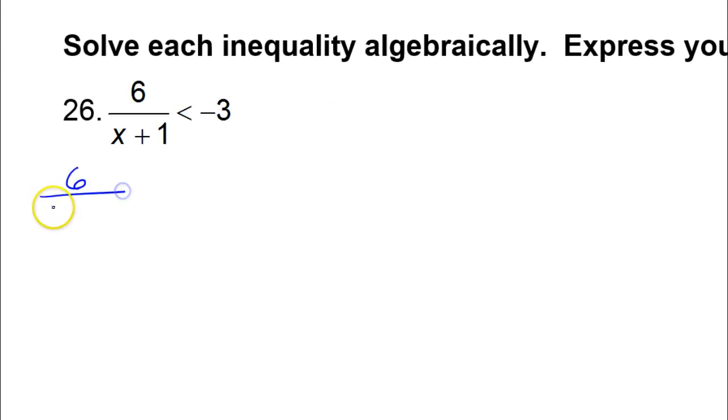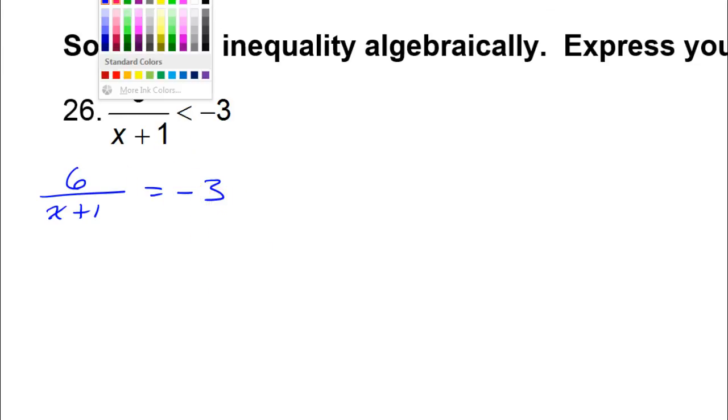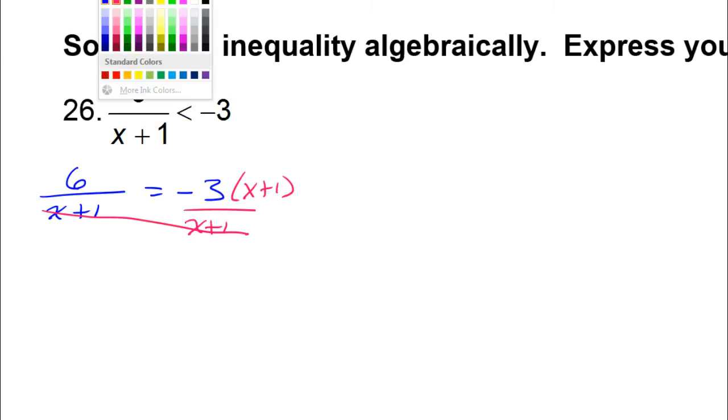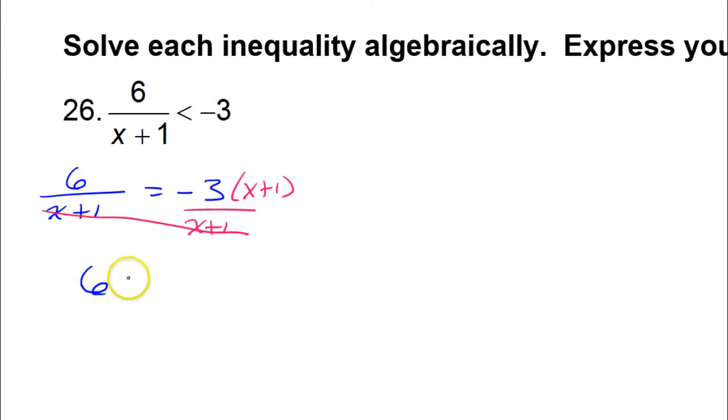The first type of critical value will happen when we solve the related equation 6 over x plus 1 equals negative 3. And I like to solve these by making the denominators the same. So I will put x plus 1 in the denominator and the numerator. Once the denominators are the same, I can cancel them out and make a new equation, which is 6 is equal to, I'm going to distribute here, so it's negative 3x minus 3.